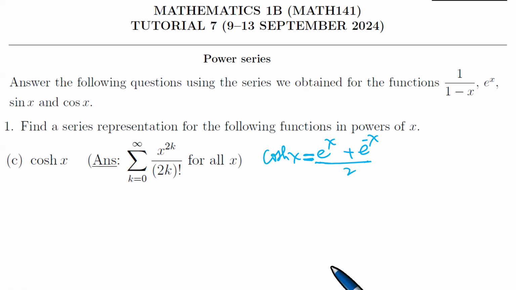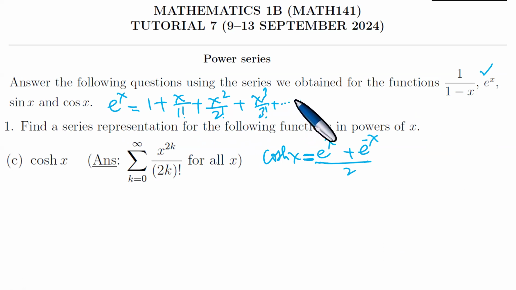When you get to this point, you need to think about what we can do, because we must use the power series of e to the power x. We know that e to the power x is 1 plus x over 1 factorial, plus x squared over 2 factorial, plus x cubed over 3 factorial, and so on. That is the sum for k equals 0 to infinity of x to the power k divided by k factorial. So we continue.